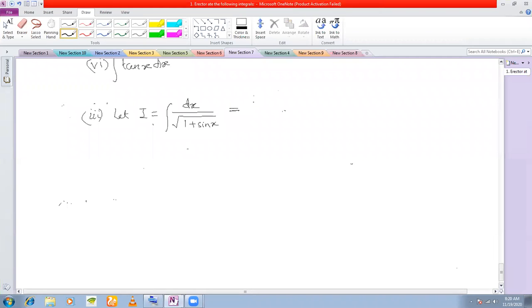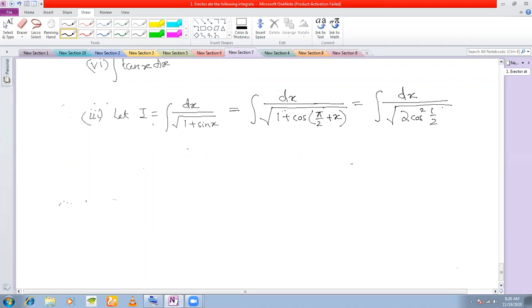But instead of proceeding in this manner, what you can do here is write this as integral dx by root over 1 plus sine x. You write this as cos of pi by 2 plus x, divided by, now 1 plus cos 2x, the formula is 2 cos square x by 2. So this is root over 2 cos square half of pi by 2 plus x, because 1 plus cos 2x is 2 cos square x by 2. So now from here you get integral dx by root 2 times cos of pi by 4 plus x by 2.